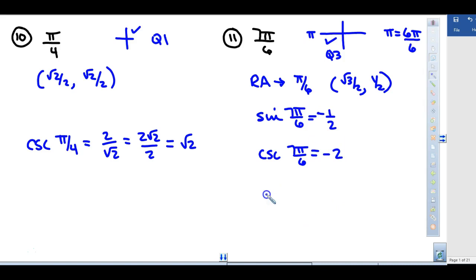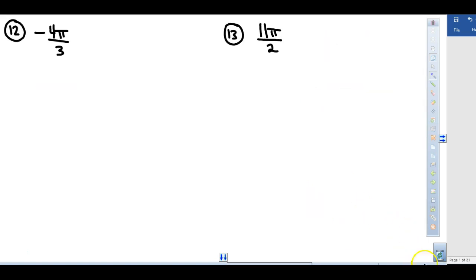If I were to find the tangent, then I would just divide these two out. And in the third quadrant, I would remember, oh, tangent is positive, so I'm going to keep this as a positive. Okay? All right. Negative angles and angles larger than 2 pi.